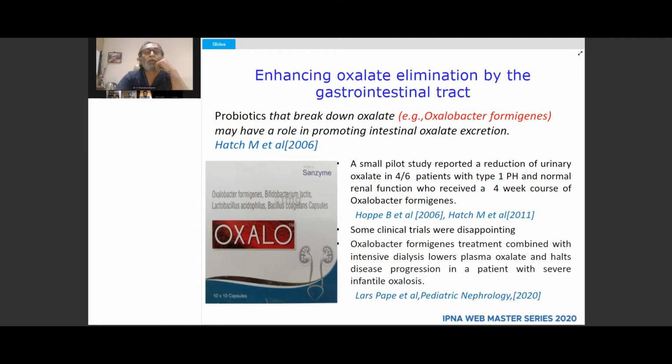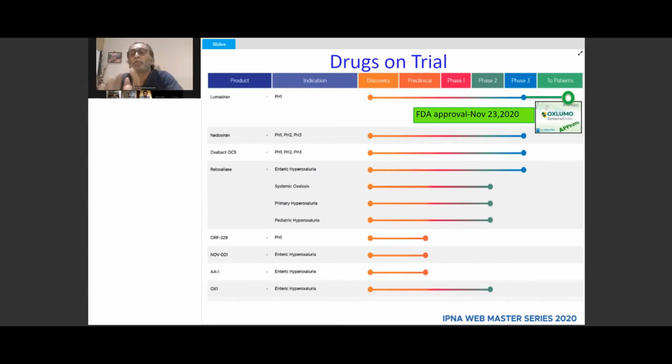There are a lot of drugs on trial. The most promising one is lumasiran, which has recently been approved by the FDA on November 23rd, and probably it is going to be available for commercial use in the first week of December.